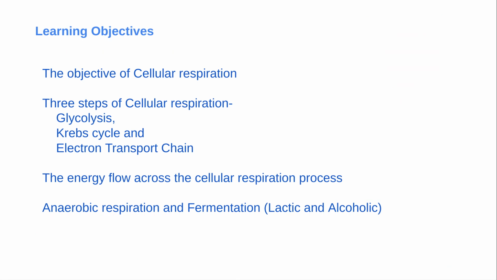In this chapter, we are going to study cellular respiration, essentially how the energy that is stored in glucose molecules is converted into ATP, which is the energy currency of the cell. And that involves three processes: glycolysis, Krebs cycle, and electron transport chain, together called cellular respiration. We are going to see how energy flows across the cellular respiration process and the importance of oxygen in that process and what happens in the absence of oxygen.